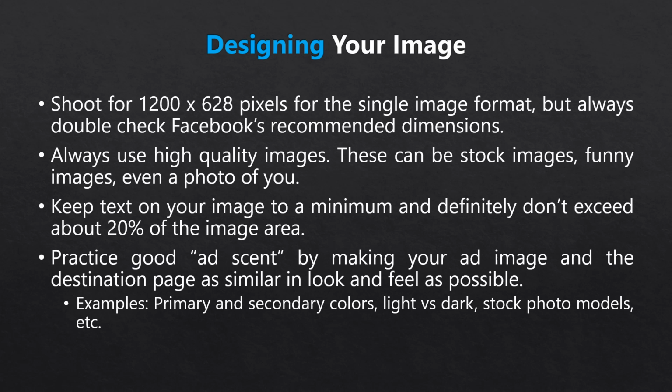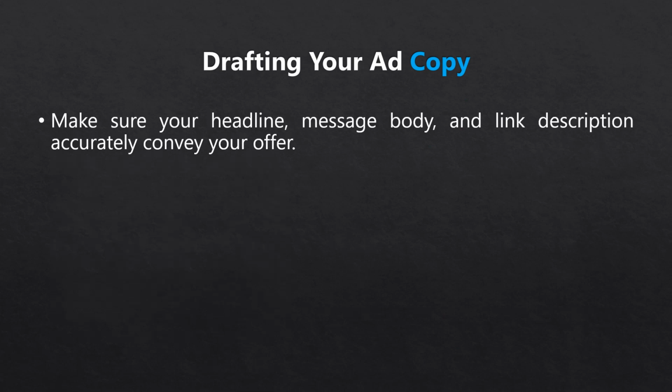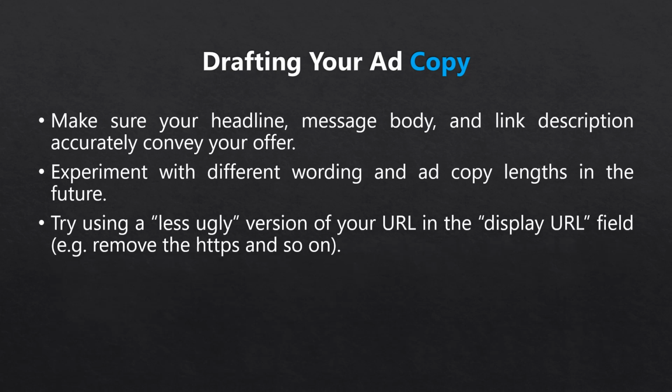Lastly, you'll have to draft your ad headline, ad body, and link description text. Make sure your text clearly conveys what you're offering. There's no one rule on whether your ad copy should be short or long, so you'll have to experiment a bit in the future to see what your audience likes best. You can also add a prettier version of your website URL to be displayed. Finally, you'll have the option of choosing a CTA button such as Learn More or Book Now. Once finished, click Place Order and get ready to start analyzing your results, which we'll be covering in the next video.